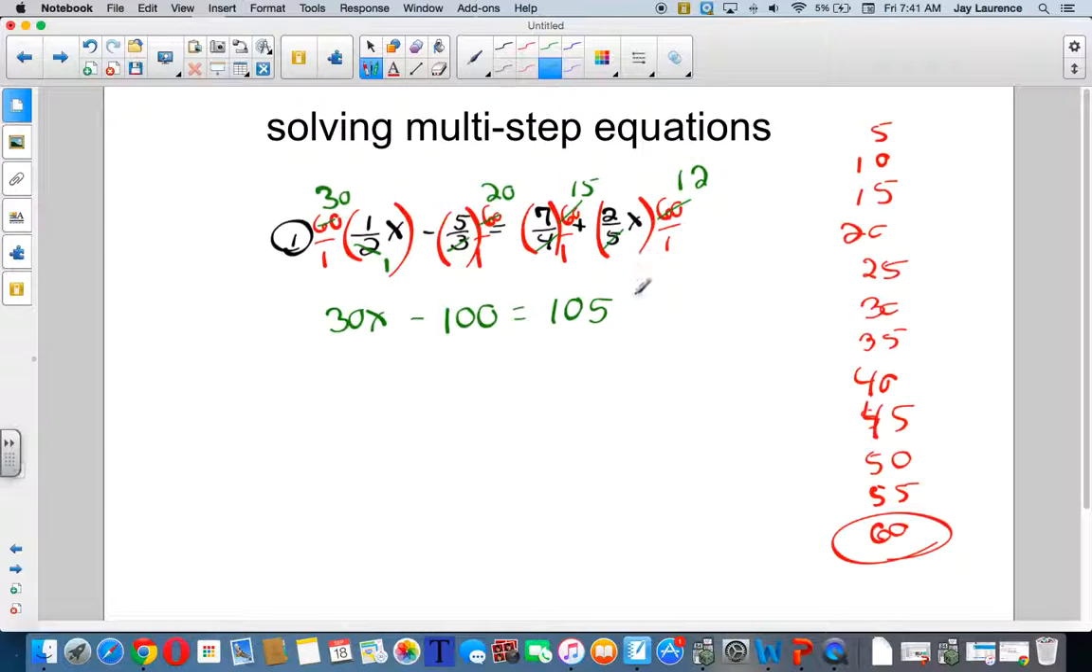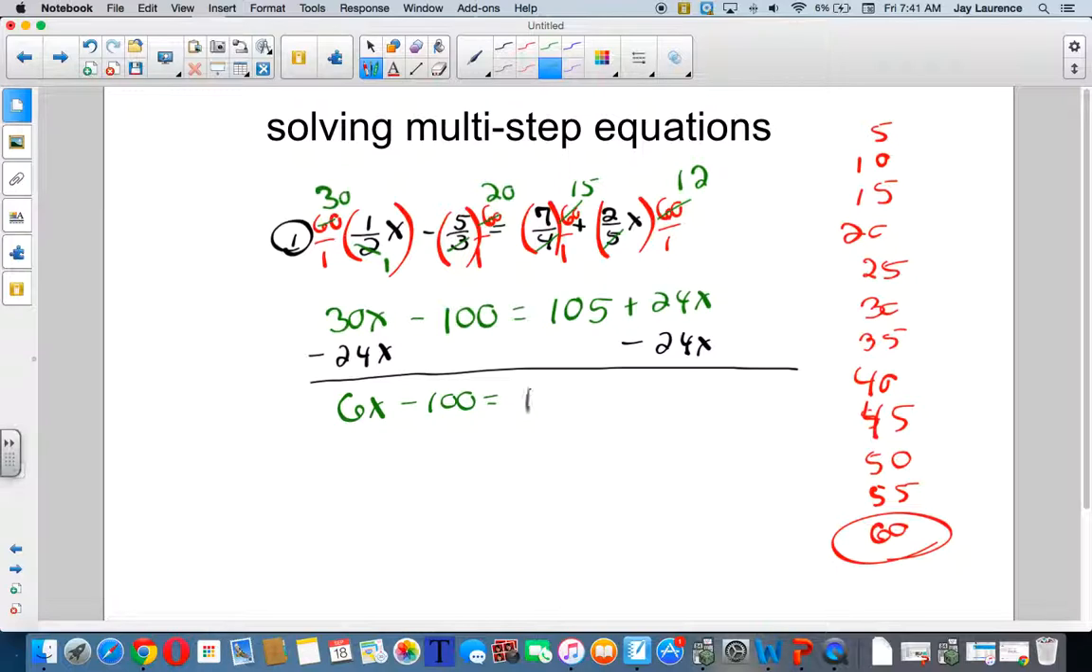There's a 2x here, so this is going to be a 24x. Now I have variables on both sides of the equation, so I'm going to get rid of one of them. I recommend getting rid of the smallest one. It'll save you a step in many cases later on. So when I do that, I get 6x minus 100 equals 105. Now I'm going to add 100 to both sides, and I'm going to get 6x equals 205.